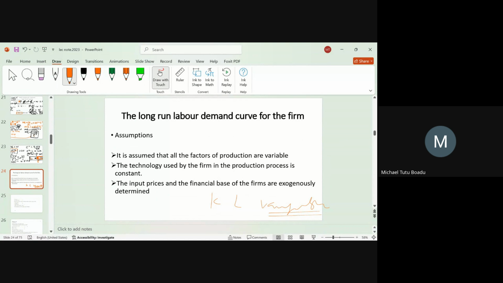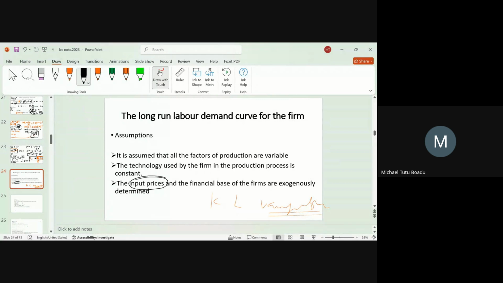Three key assumptions. It is assumed that all factors of production are variable in the long run. Technology used by the firm in the production processes, again, constant. The input prices and the financial base of the firms are exogenously determined. It means that determining the price of the input is outside the control of the firm. The firm cannot determine the price it pays for the input. It is not within its jurisdiction.